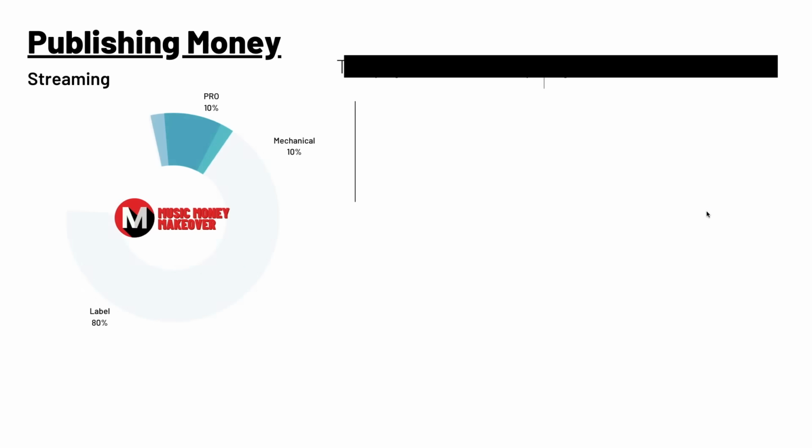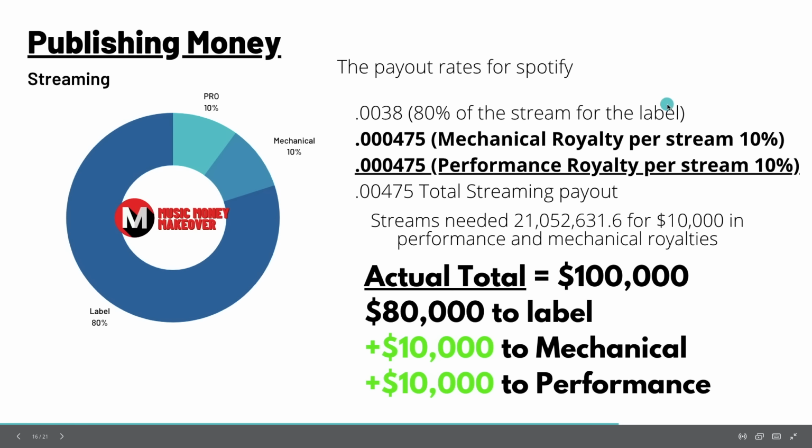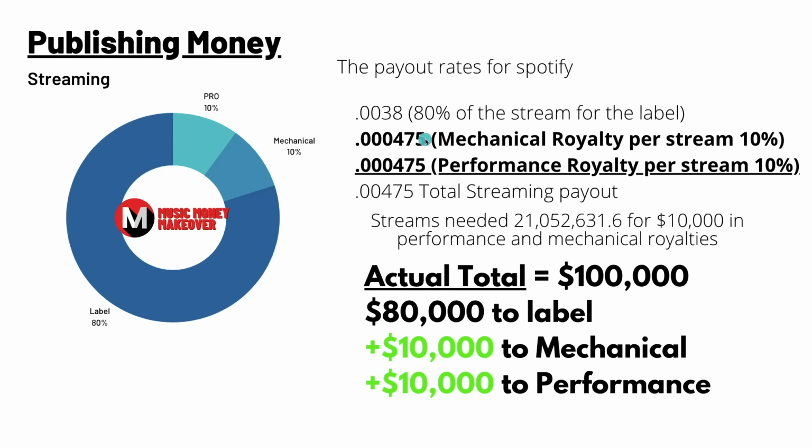Now, check it out. Streaming and publishing money. In order to get the $10,000 in mechanicals and performance royalties from streaming, this is what we would need. Here's the breakdown. 0.0038 is the money that goes to your label account right here, and then 0.00475 goes to the mechanical account, and the same amount goes to the performance royalty account. In order to get there, we would need 21,052,631.6 streams for $10,000 in performance and mechanical royalties.